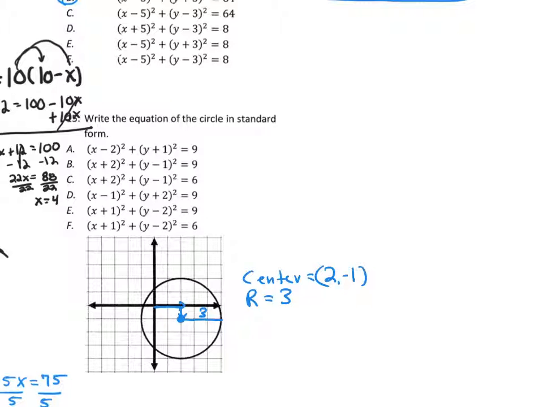So now we're going to do the exact same thing we did above. I'm going to do x minus 2 squared plus y plus 1, because that's a negative and our formula has a negative, so they cancel each other out, makes it a positive, equals, and then we got to do 3 to the second power. 3 times 3 is 9. So then we just go and match it. It looks like our match is A, the first one right here.